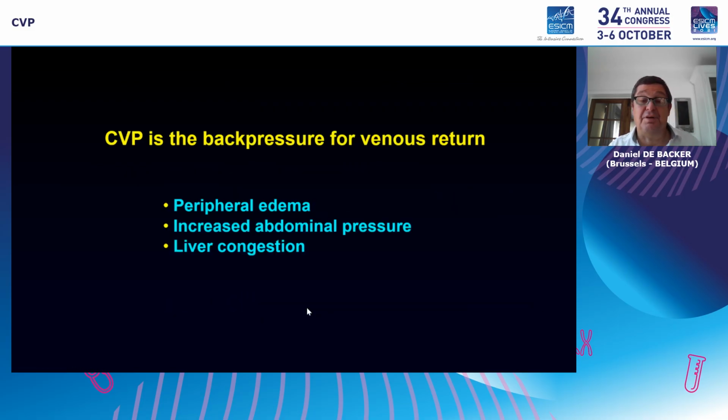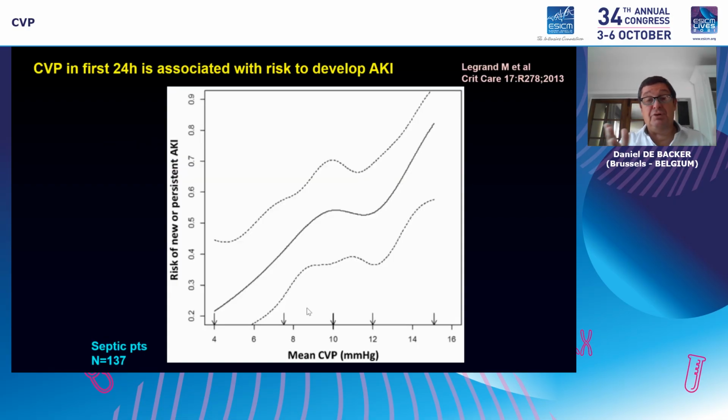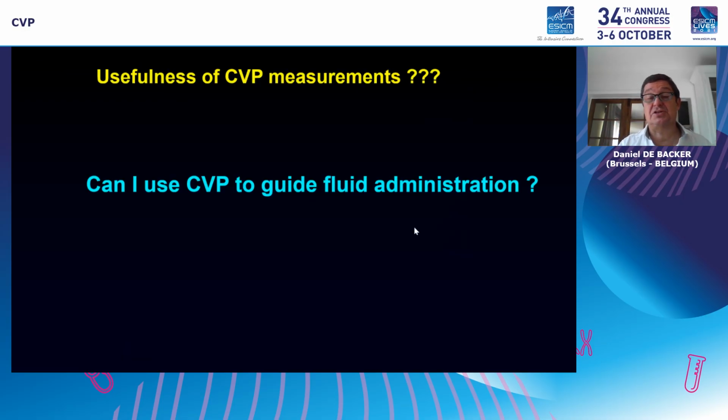It is relevant for peripheral edema. It is relevant for the development of intra-abdominal hypertension. It is relevant for liver congestion. And we know that here, the higher the CVP value, the higher the risk to develop acute kidney injury. Well, quite interesting to measure CVP then, of course, and when we discuss targets, to try to prevent reaching excessive values is also very relevant. And not measuring CVP is going blindly in these conditions.